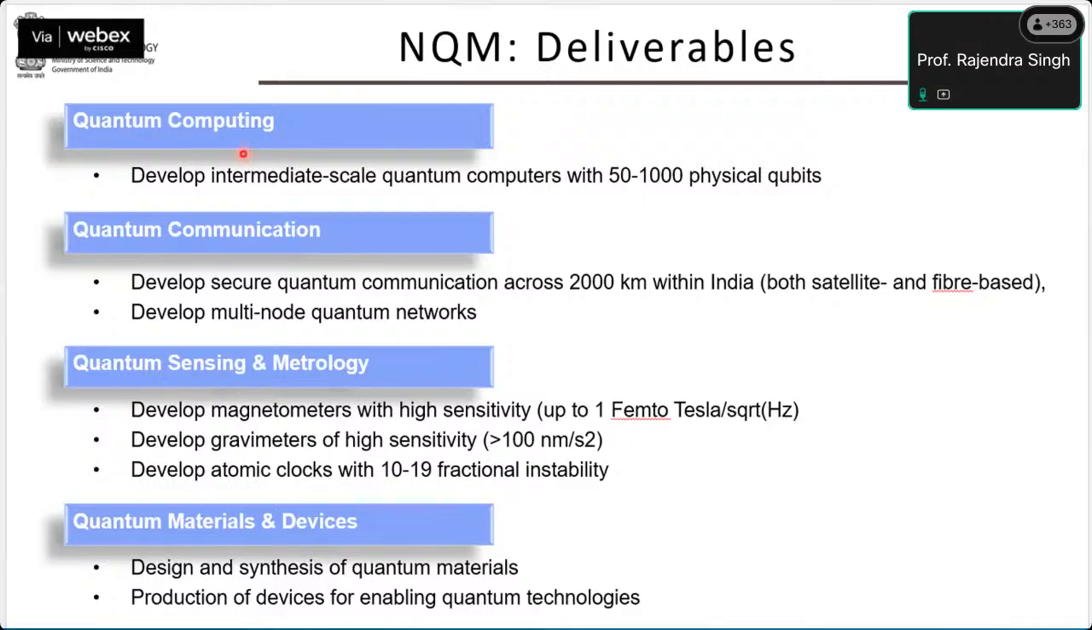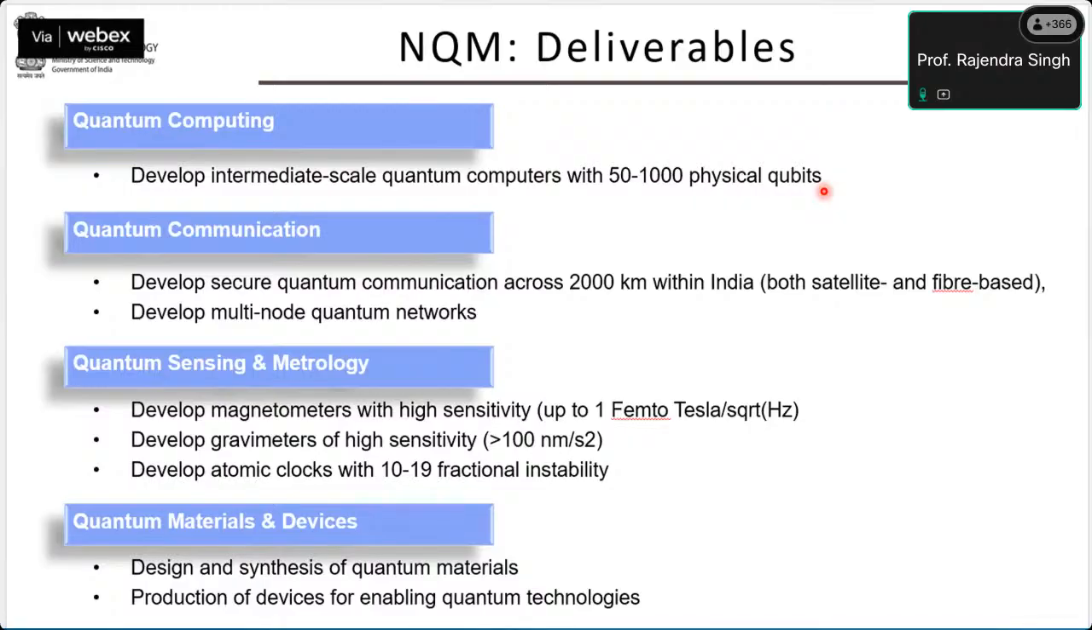For example, in quantum computing, one of the key deliverables is developing intermediate scale quantum computers with 50 to 1000 physical qubits. Right now at the national level, we have developed technology based upon superconducting and photonic qubits, where we can go up to 6 physical qubits. This is what we have done in India right now. We are not talking about what is done outside or what we are procuring from outside. We have developed 6 qubits.